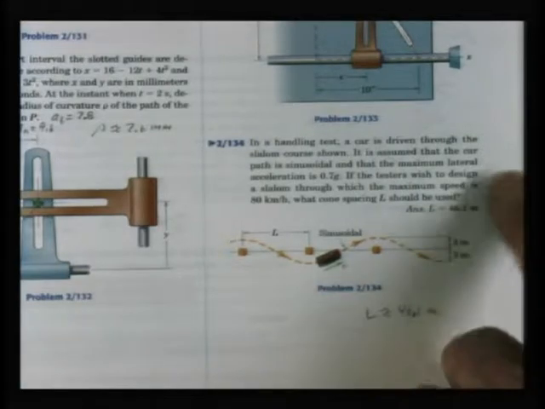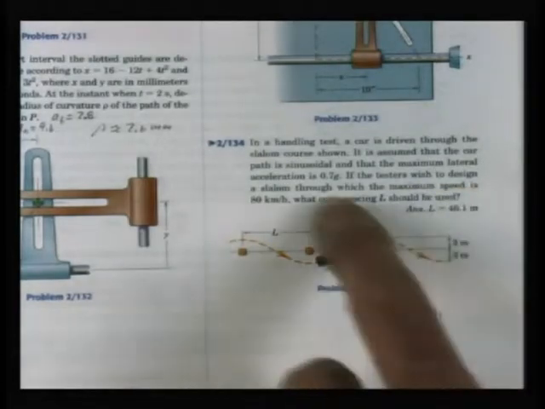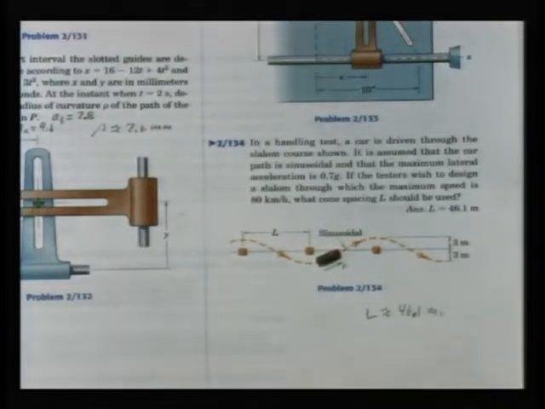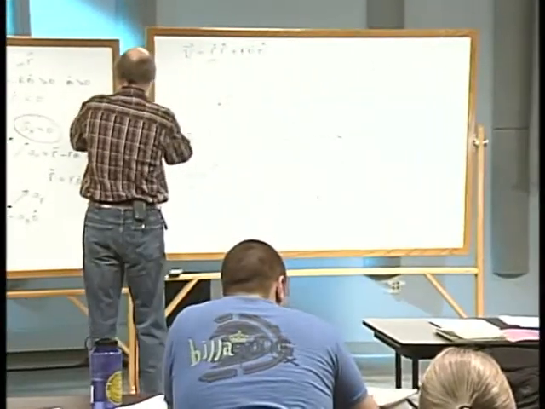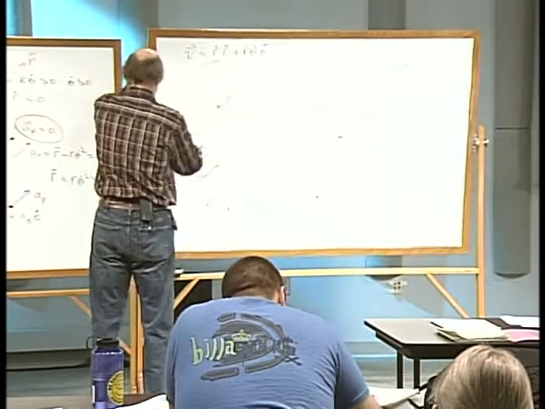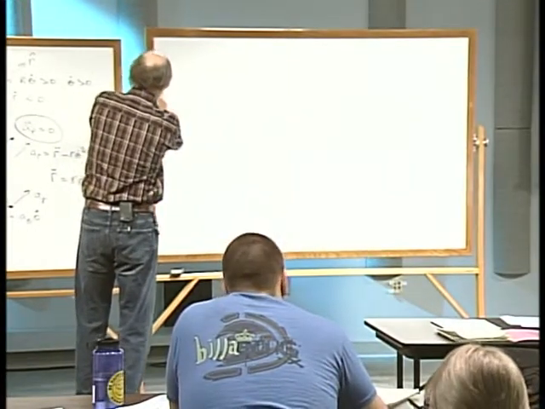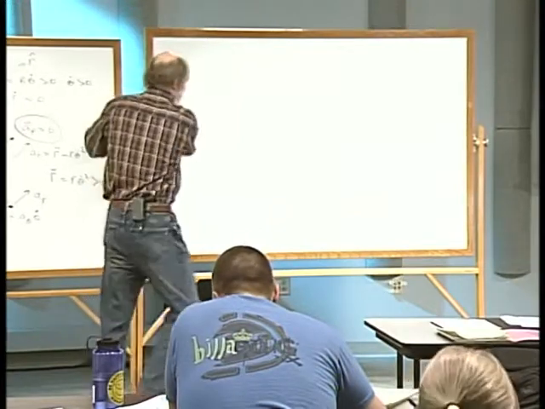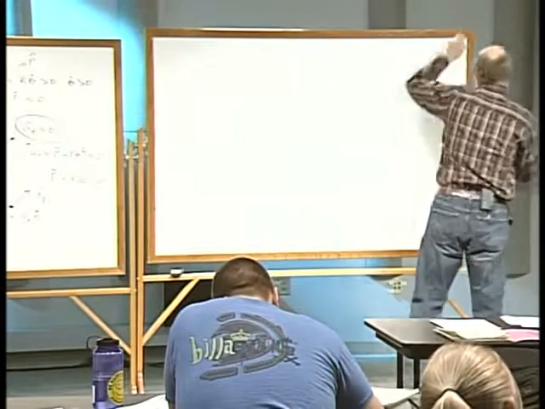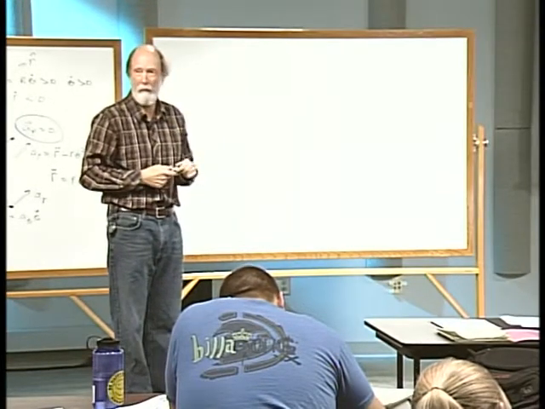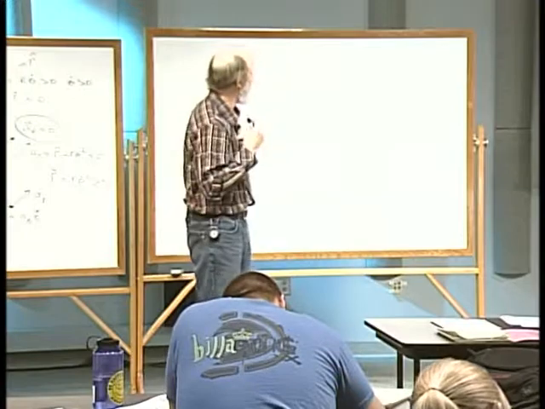So we want the lateral acceleration not to exceed 7/10 of a g. Testers want to design a slalom through which the maximum speed is 80 kilometers per hour. What cone spacing should be used? Okay, so let me see if I can rotate the boards. Is this car going at constant speed? Good question. Let's assume that it is. Okay, so we're going to assume the car is moving through that sinusoidal path at a constant speed.